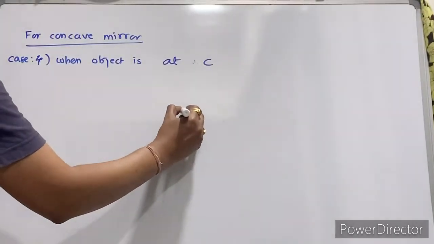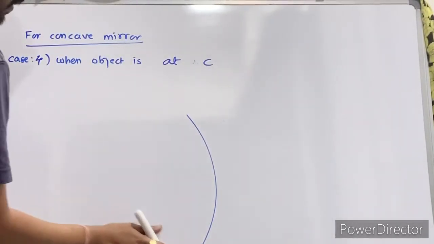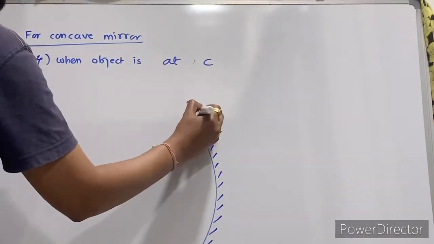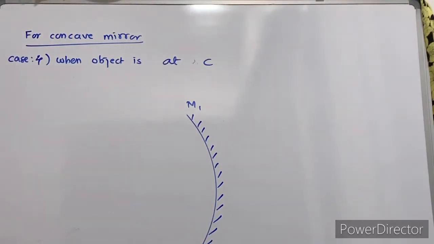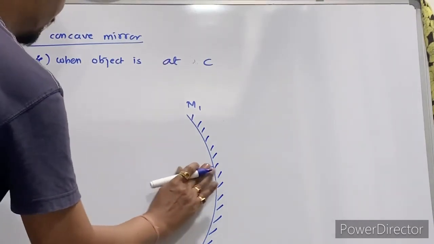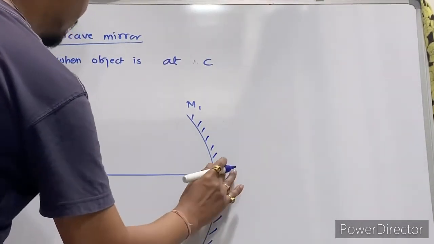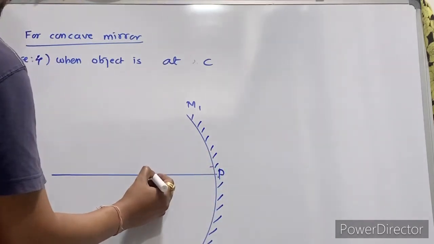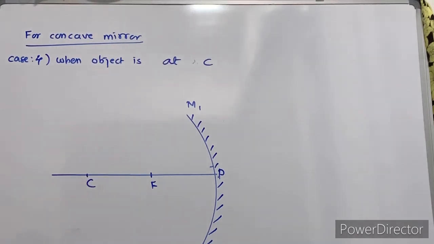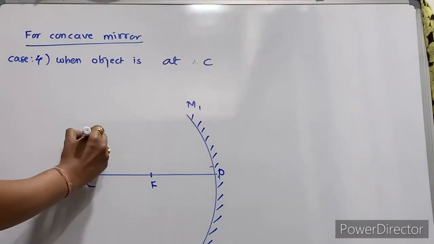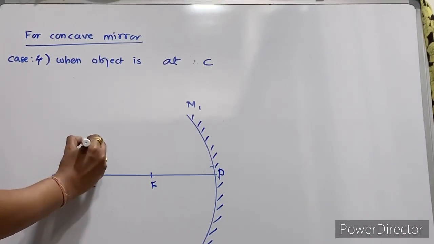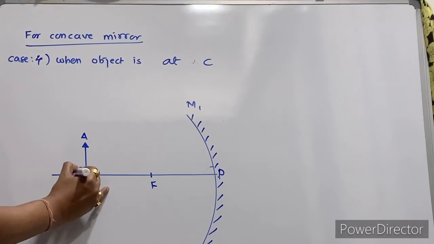Here, this is again a frequently asked question. This is your concave mirror, M1, M2. This is the principal axis, right? Just take it down. This is my principal axis. This is the pole P. This is the focus F. This is the center of curvature C. My object is placed over here. Say AB is my object.